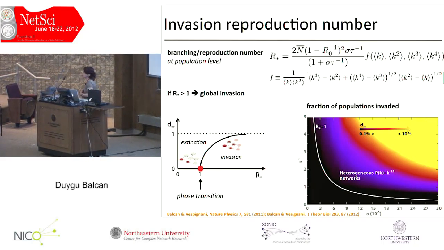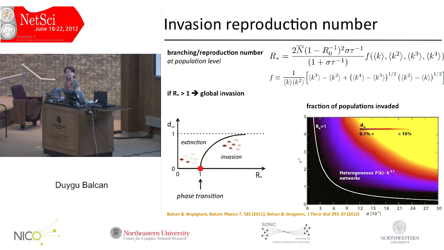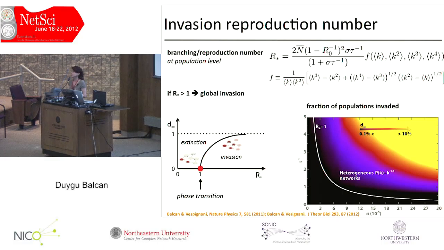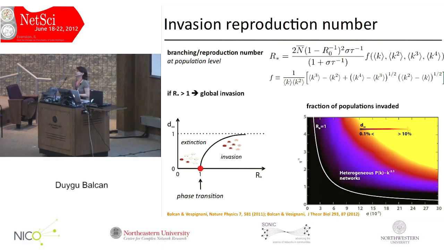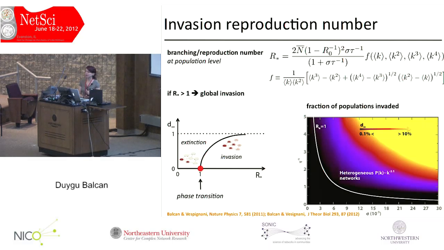That is very similar to the concept of basic reproductive number, but at subpopulation level. It will tell us how many subpopulations would be infected by a typical infectious subpopulation. And if this is larger than 1, then you have spreading. If it is smaller than 1, then the infection dies out in a very short time scale without being able to invade the system globally. So there is a typical phase transition between extinction and invasion of subpopulations.